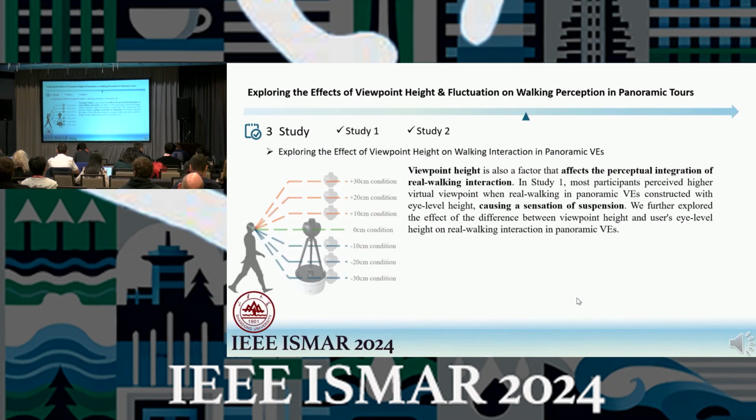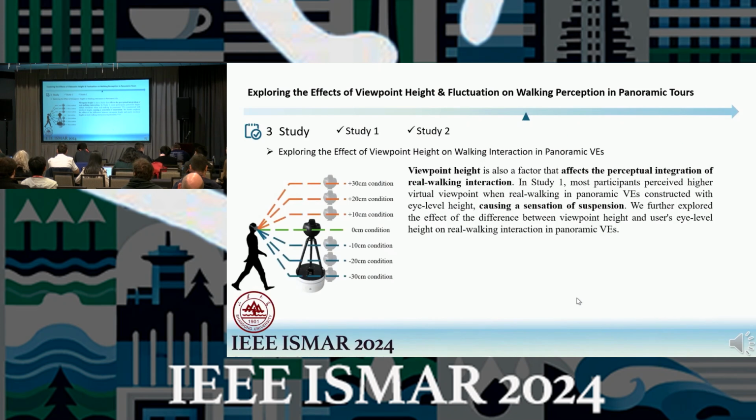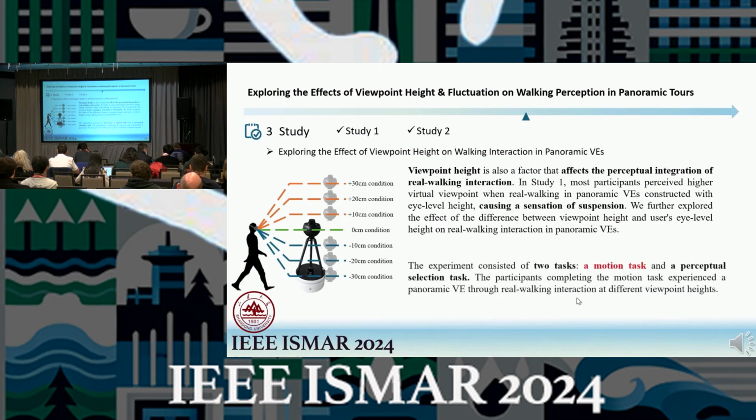We further explored the effect of the difference between viewpoint height and users' eye-level height on real walking interaction in panoramic VEs. The experiment consisted of two tasks, a motion task and a perceptual selection task. The participants completing the motion task experienced a panoramic virtual environment through real walking interaction at different viewpoint heights.